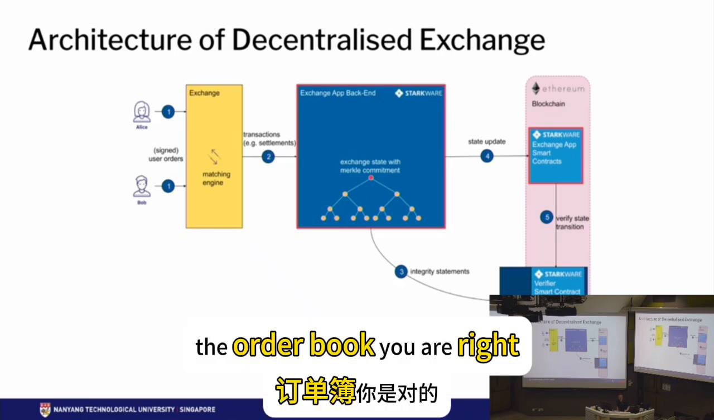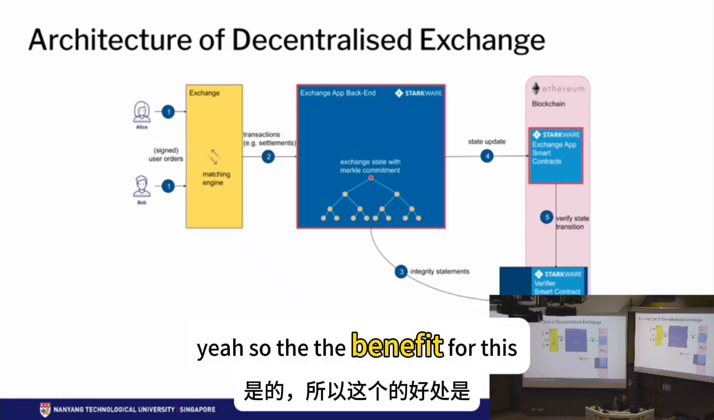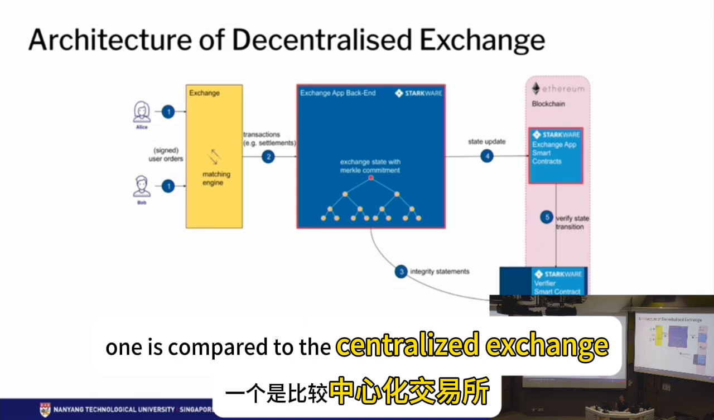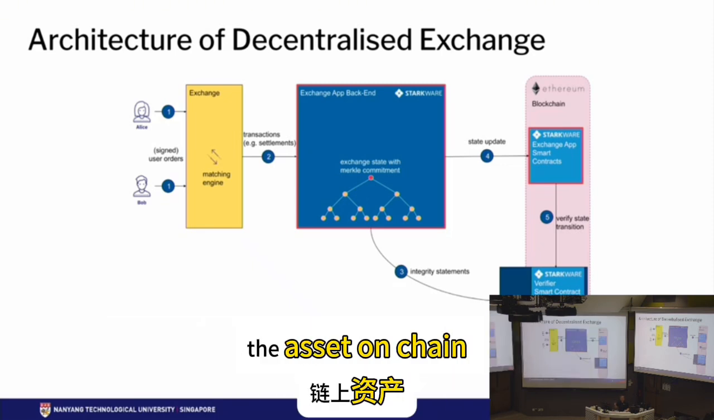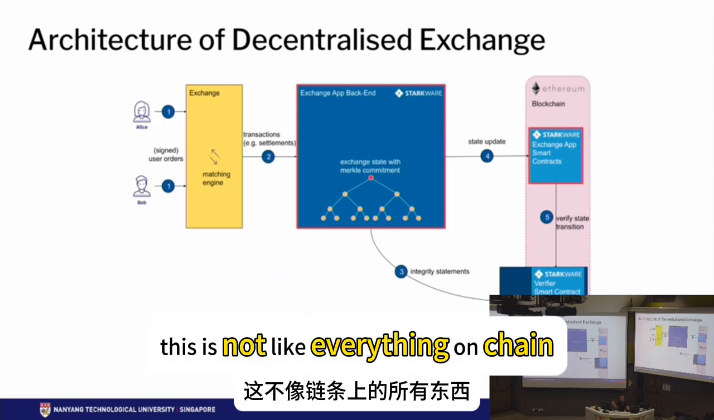The order book, you are right. The order book is actually on the centralized service. Yeah. So the benefit for this one compared to the centralized exchange is the user owns the assets. The asset is on chain. This is more like an asset tokenization. This is not like everything on chain.